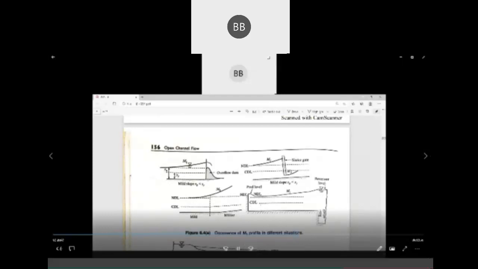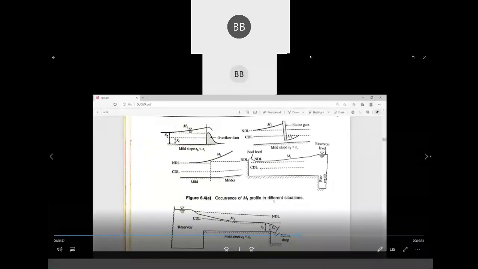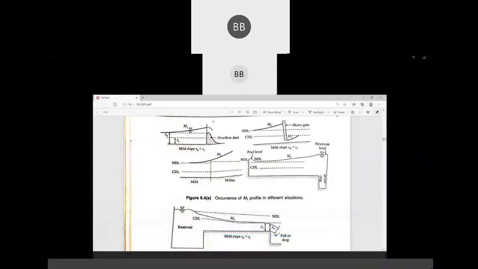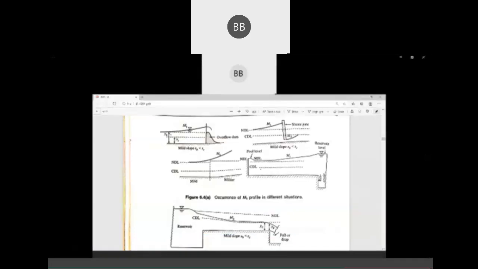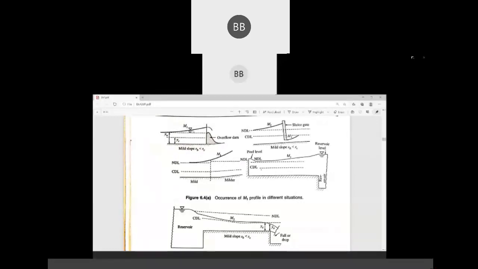You can see here the occurrence of M1 profiles in different situations. We have already discussed these situations for gradually varied flow. In the first figure, the flow is flowing and we have introduced an obstruction, or you can say a dam or a barrage. Then the flow depth will gradually increase, as we have already discussed. The slope will definitely be mild in the upstream.